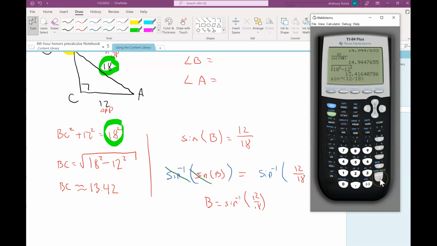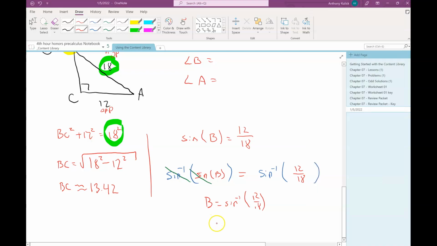Remember, when we do the sine inverse of something, what do we get back? Angle measures, right? All of our inverses give us an angle measure back. So it makes sense then that to solve for B, we need to use an inverse trig function at some point, right? So my answer there is 41.81.